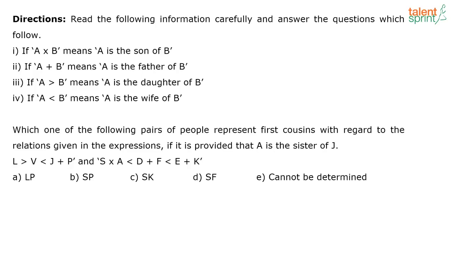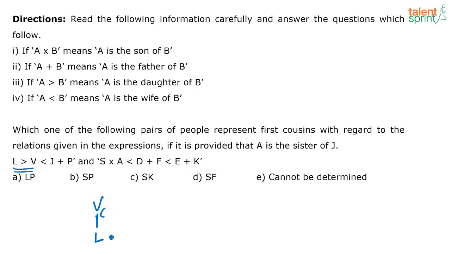Whenever you have questions involving these symbols, try to represent the family tree using these symbols. See what is given here, they have given L greater than V. What does that mean? L is the daughter of V. So you have a person V whose daughter is L.